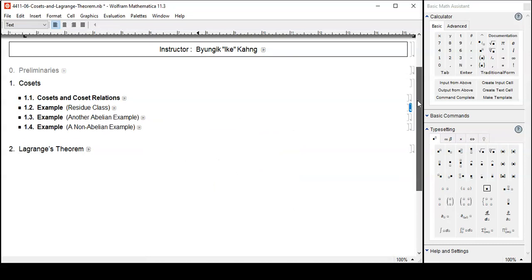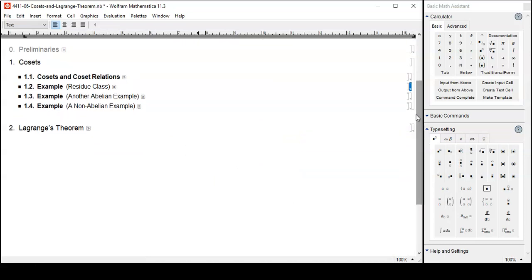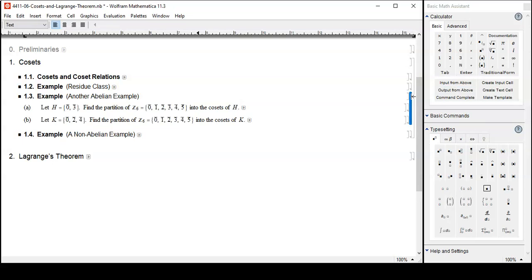Okay, that was one example, but nothing new, because we already knew how to work with residue classes. We have seen it many times. Just a change of viewpoint. Now, the next example here is going to be relatively new.